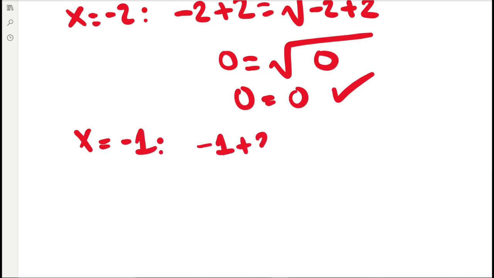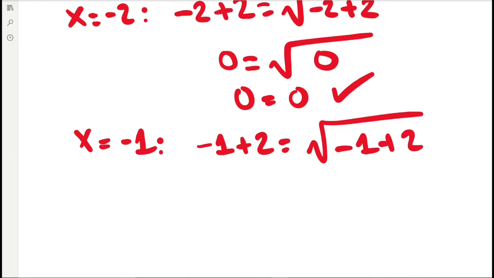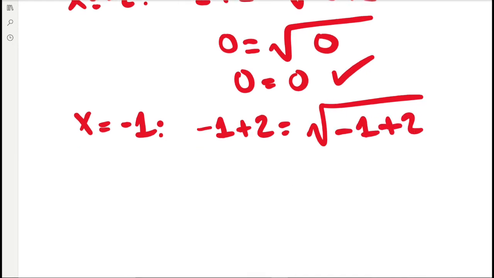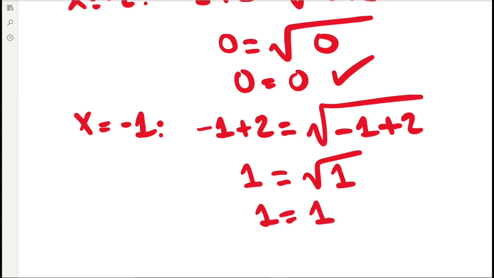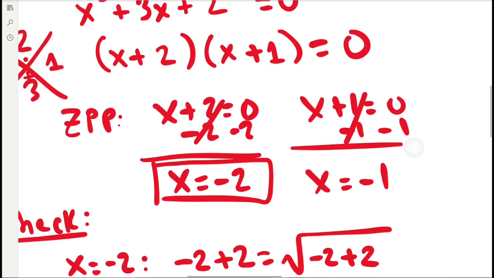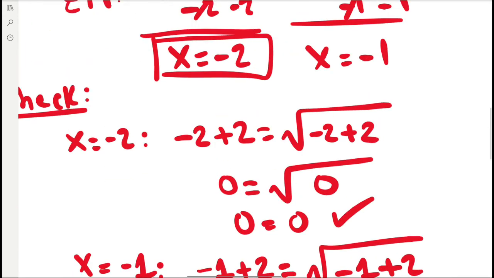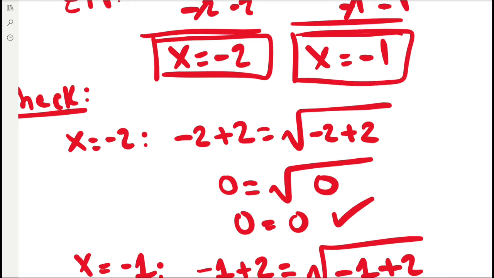x plus 2 equals square root x plus 2. All right, so -1 plus 2 is 1 equals square root of 1. And that is true. 1 is equal to 1 because square root of 1 is 1. So this checks out. So we have here two solutions. We have no extraneous solutions at all. This is what I was saying earlier. Just because you have two or more solutions doesn't mean that one of them is extraneous. Both of them could be the solution.